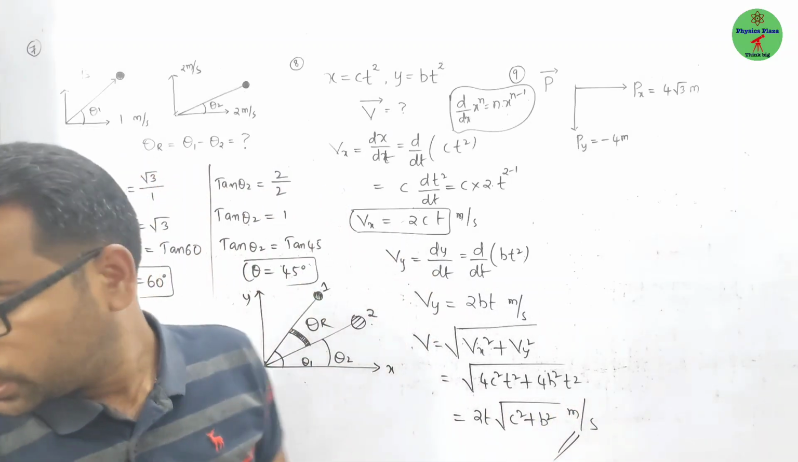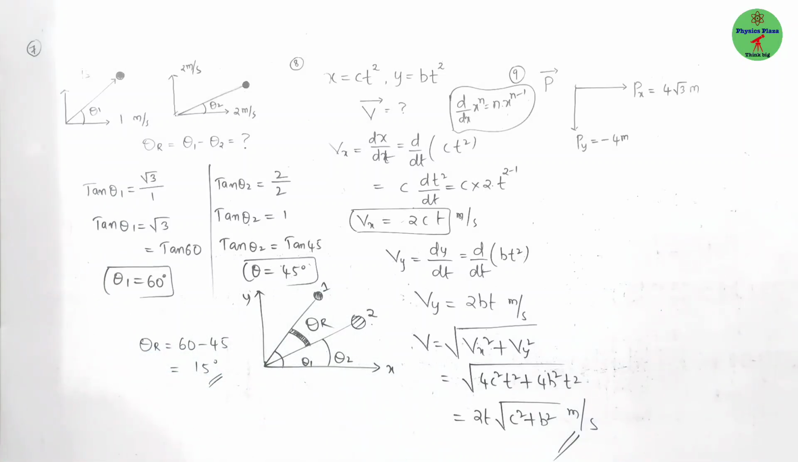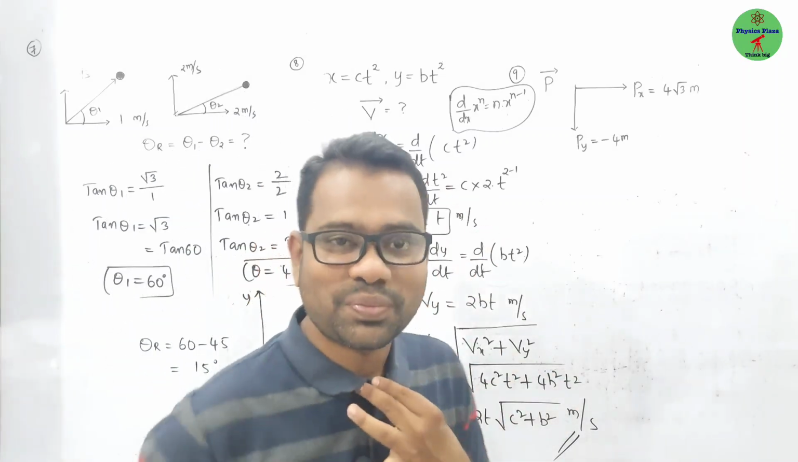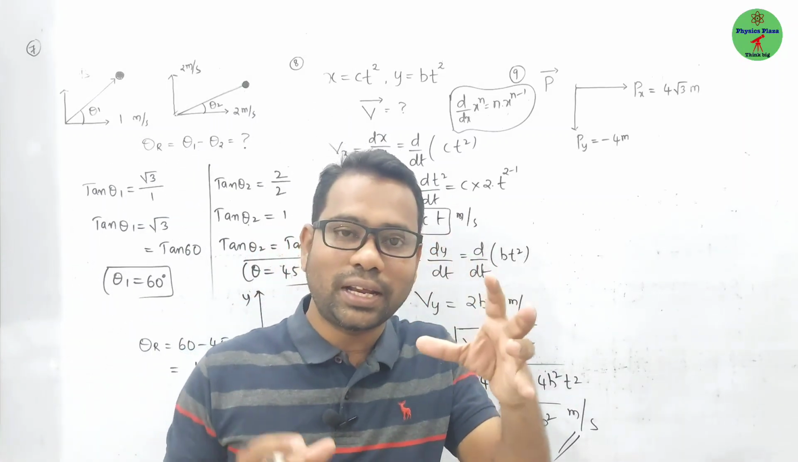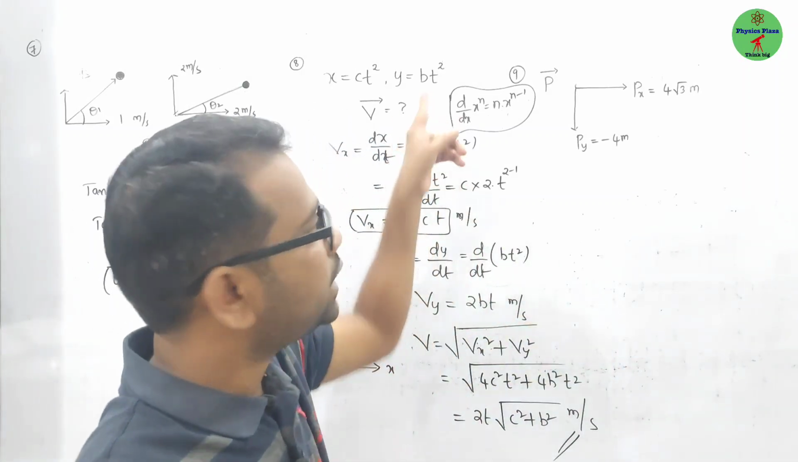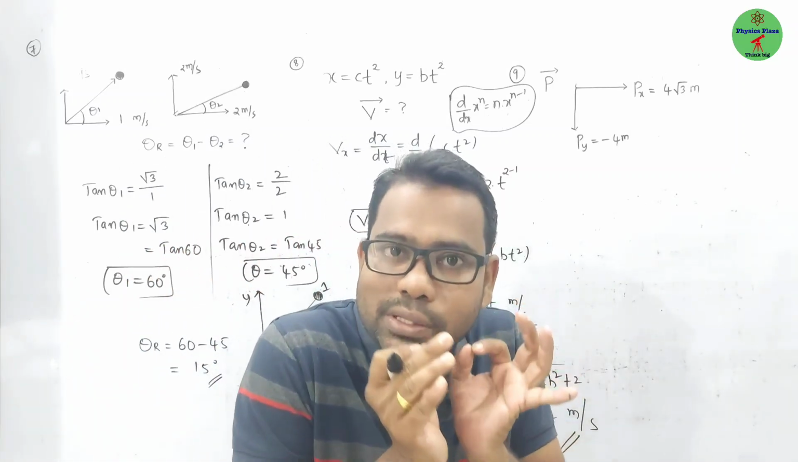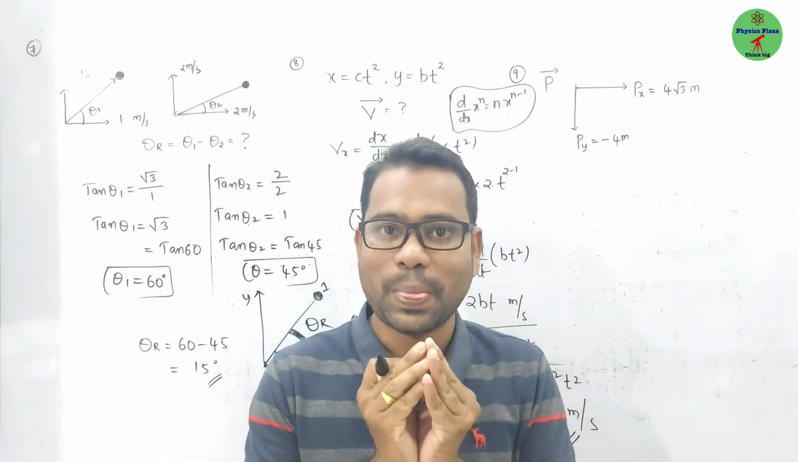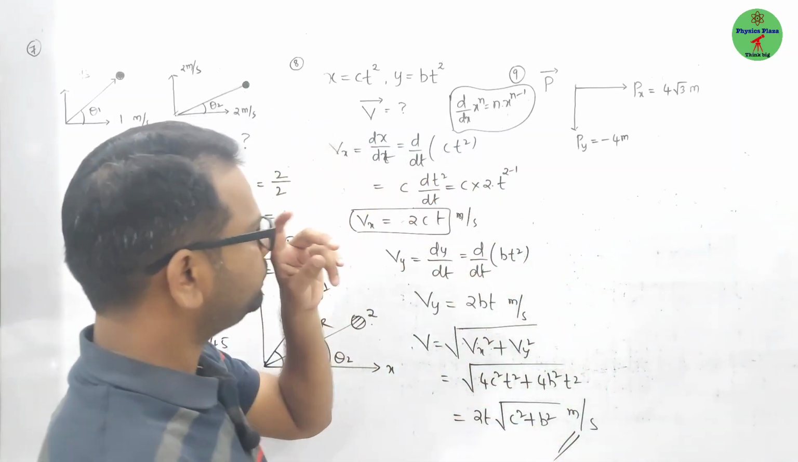Is it correct? Let me check with the answer so that we'll come to know whether the given question is right or wrong. 2t square root of c square plus b square. Yes, it is the right answer. Sometimes students get confused or tense when variables are given. In fact, children, when variables are given, it's very easy actually. Okay, now fine. Now come to the ninth numerical.